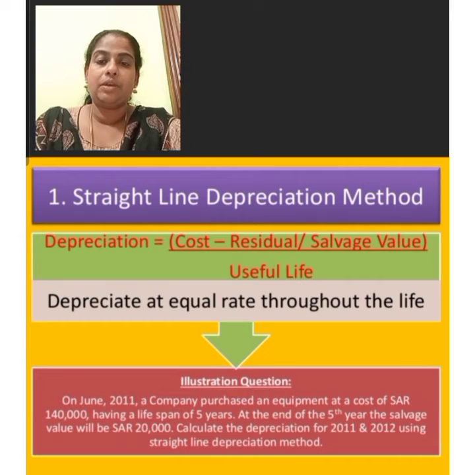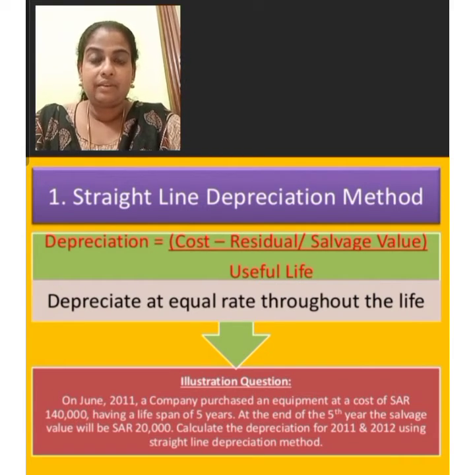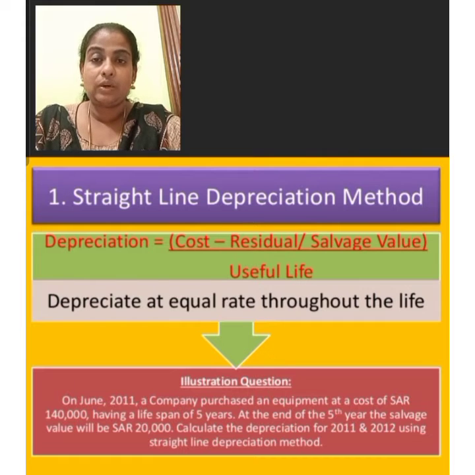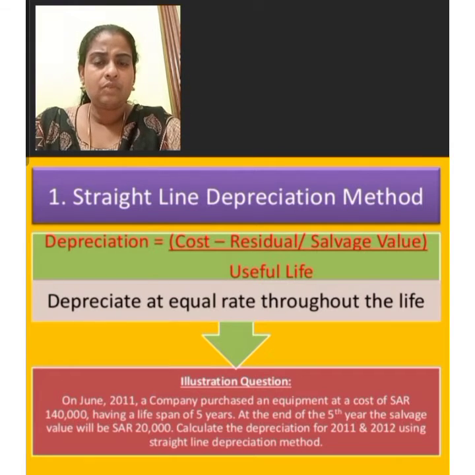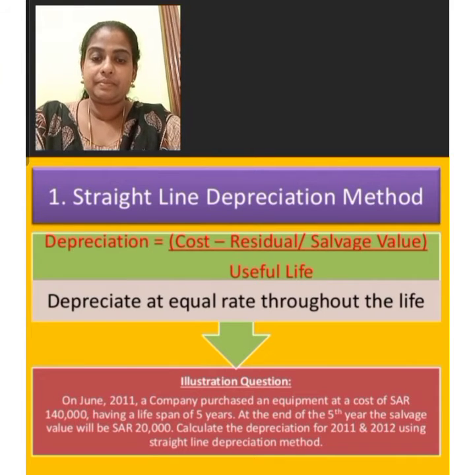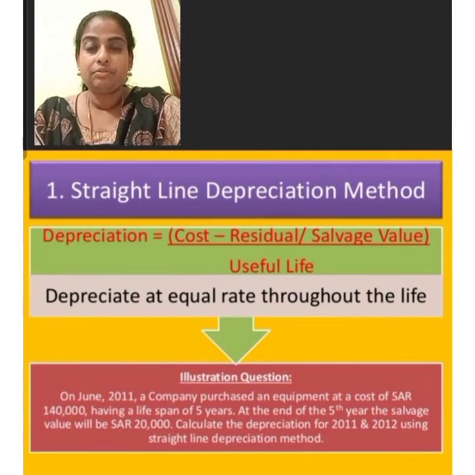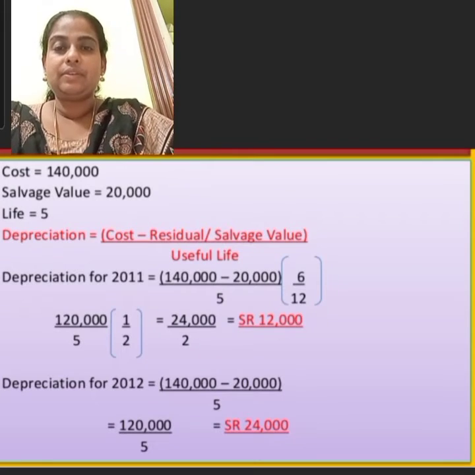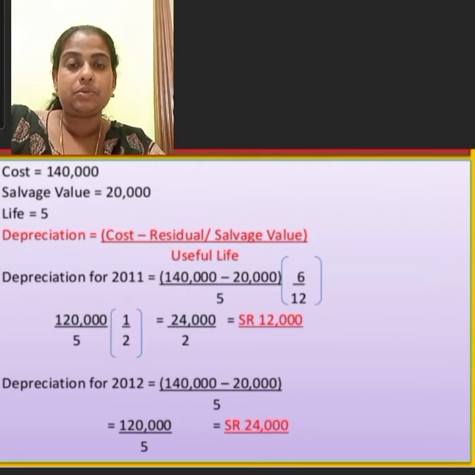Then write the equation, that is depreciation equals cost of the asset minus salvage value divided by useful life of the asset. 1,40,000 minus 20,000, that is 1,20,000, divided by 5 years. So the depreciation amount will be 1,20,000 divided by 5, that is 24,000. Rupees 24,000 is the amount of depreciation during the year 2011.